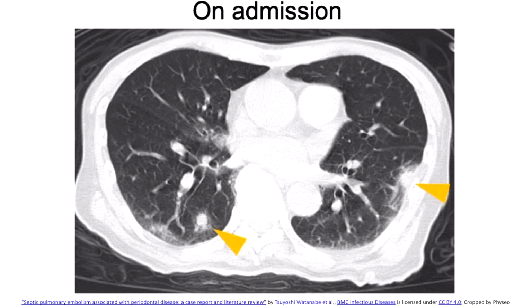Here is a CT scan of a patient who has infective endocarditis leading to septic pulmonary emboli. Notice the circular areas in both right and left lung that are indicated with an arrow. This is how septic pulmonary emboli appear on CT scan.